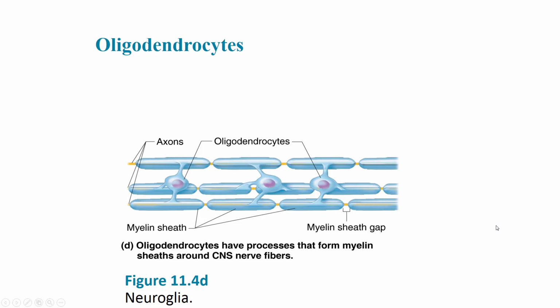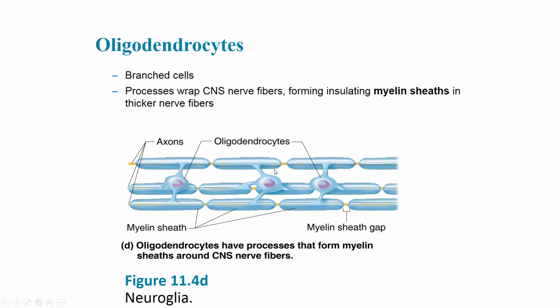So finally, you have now your oligodendrocytes. The last, but not the least, they are branched cells. They protect and wrap central nervous system nerve fibers, forming insulating myelin sheaths in thicker nerve fibers. And you could just see that these oligodendrocytes will cling on to several axons. Those yellow bars are axons of neurons, and they hold them together. So they are more or less organizing them, so they're not going to be all over the place. So that's exactly how the helper cells are in the central nervous system.